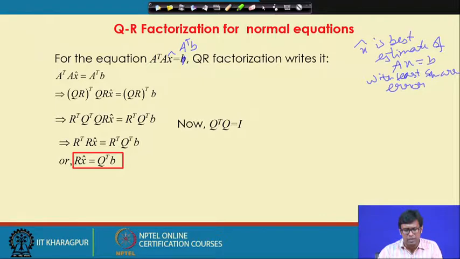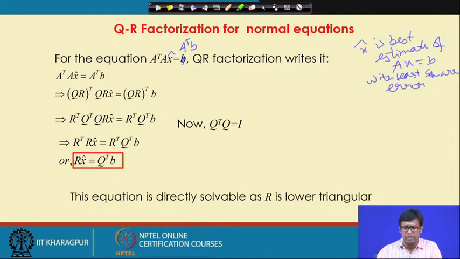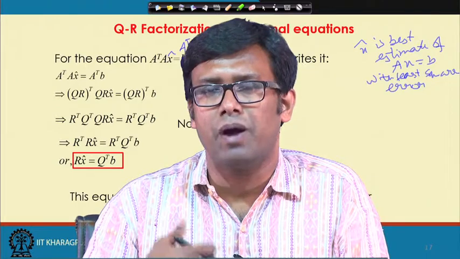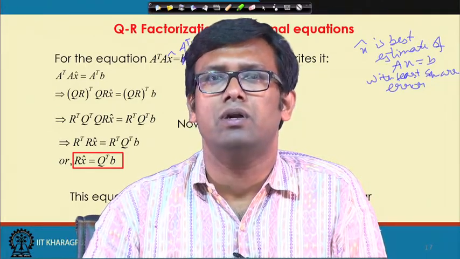and we again end up with a triangular matrix, but now we do not have to do any projection, or we do not need to solve Qc = b. We only have one equation, of triangular form, R x tilde equal to Q transpose b, and this equation is directly solvable as R is triangular. So, QR factorization is actually very useful if we have the normal equation.